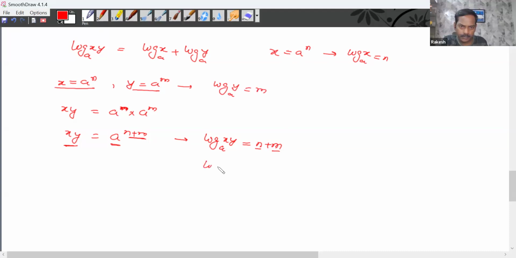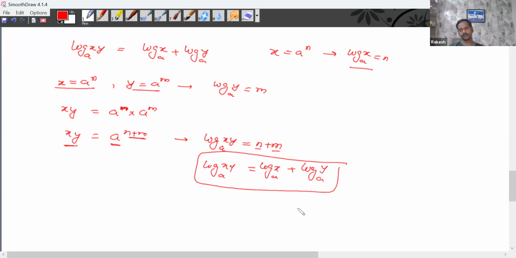Substituting it here, you'll get that log of xy with base a is nothing but n, which can be substituted as log of x with base a plus log of y with base a. This is by the first. If two numbers are in a product and we are taking the log of it, they can be separated into separate logs of those respective numbers, and we have to add them. The base will remain the same in all the cases. This is my rule number 01.